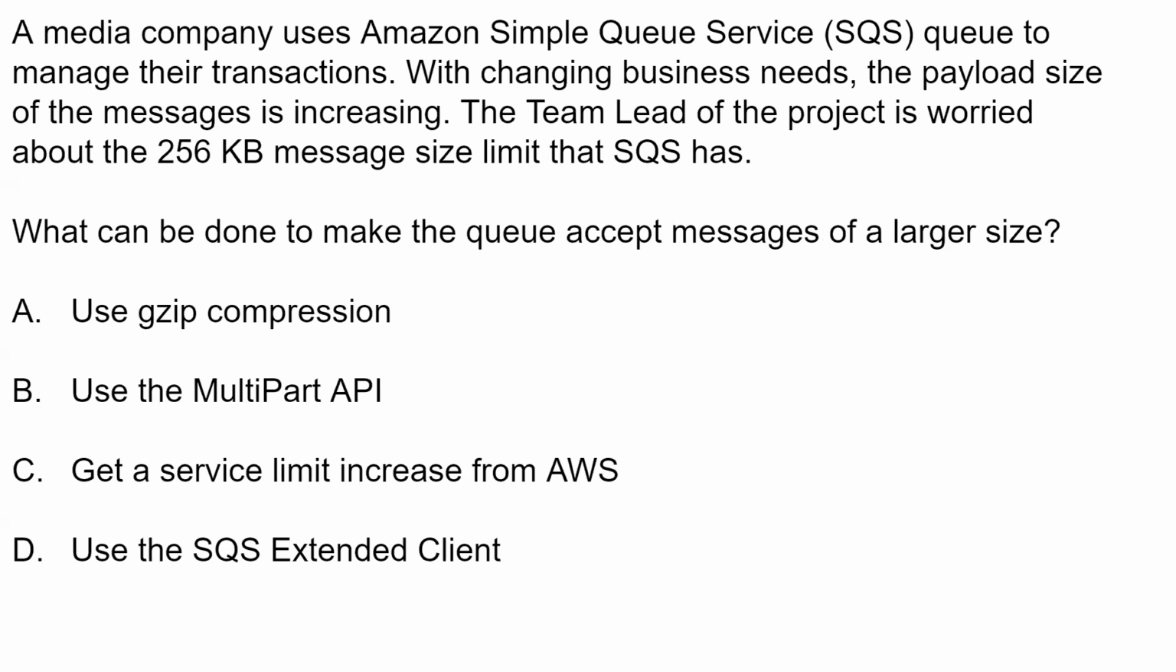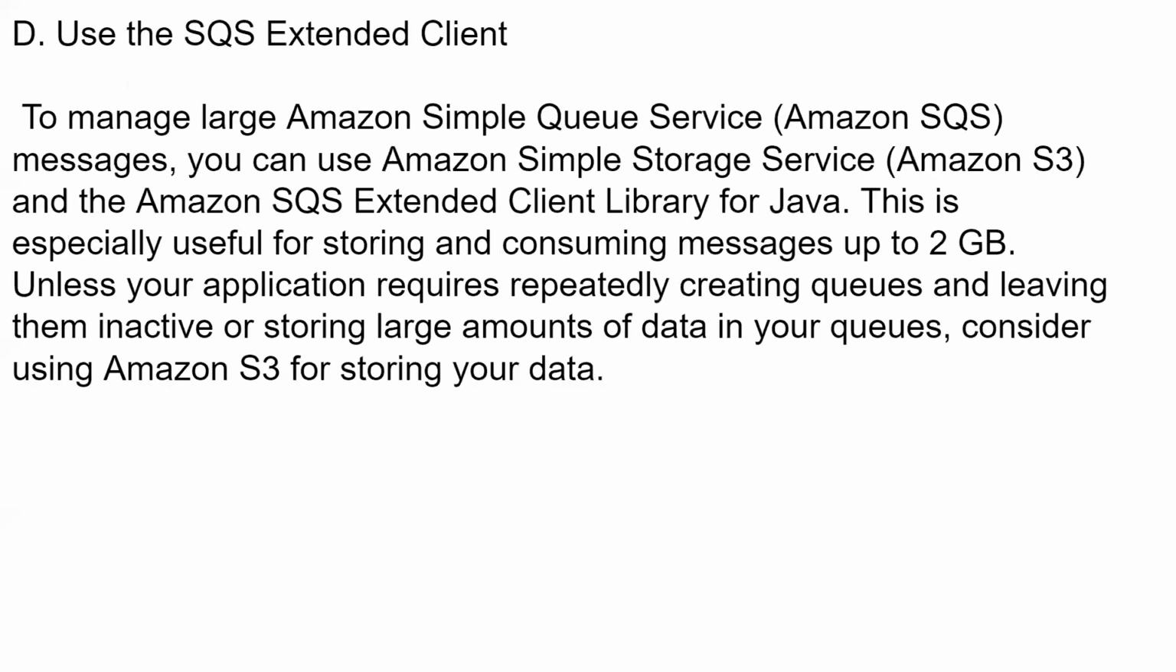A, use gzip compression. B, use the multi-part API. C, get a service limit increase from AWS. D, use the SQS extended client. D, use the SQS extended client.